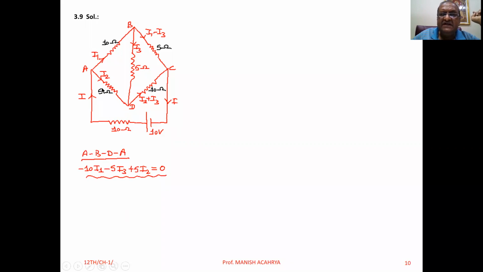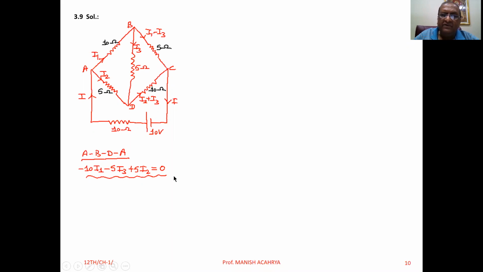See, first consider the loop A, B, D, A. So A to B in the direction of current, so minus 10 I1. Then B to D, again in the direction of current, so potential difference minus 5 I3. D to A, so in the opposite direction of current through the resistor 5 ohm, so potential difference across it is plus 5 I2, that is equal to 0.